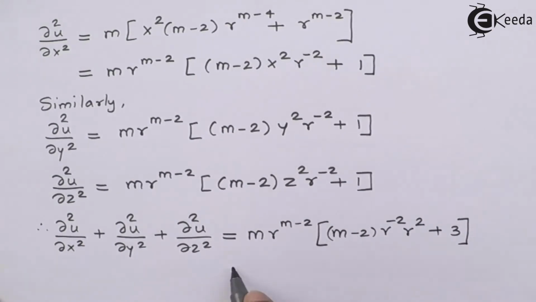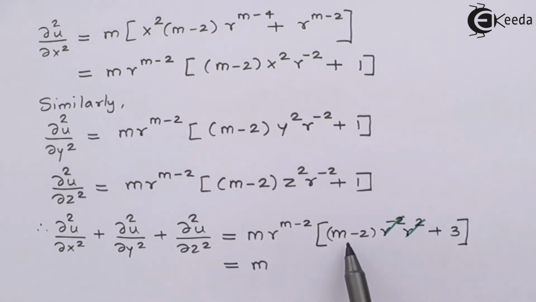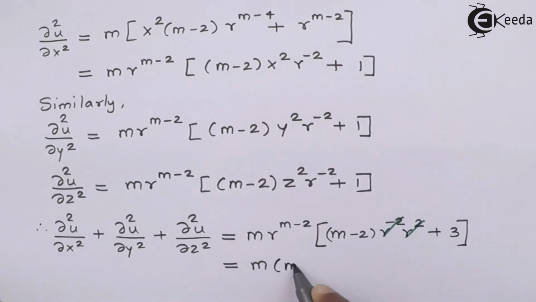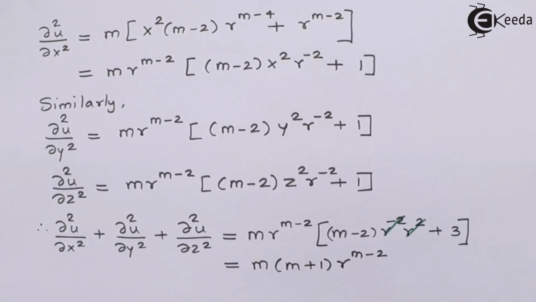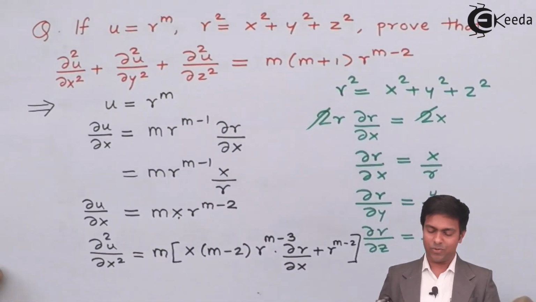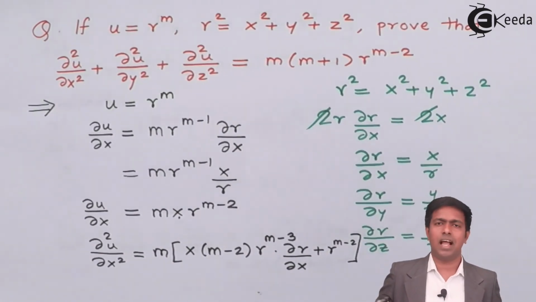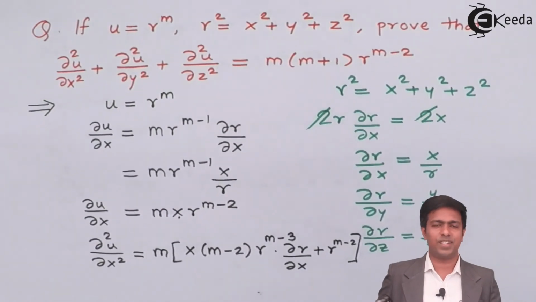Now let's solve this. So here m as it is. Now guys, here r raised to minus 2 and r square will be cancelled, and here this will become m minus 2 plus 3, and m minus 2 plus 3 is m plus 1. So here we will get this term as m plus 1 and this r to the power m minus 2 as it is. And guys, if you see the question, here we got the exact answer. I'm sure that you understood how I got the answer and what is the way to find the solution of this type of numerical.